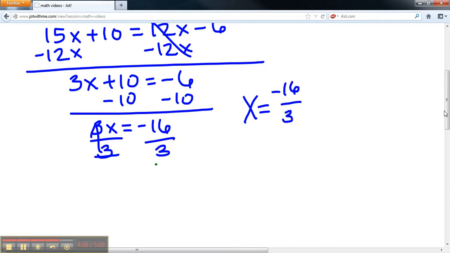Now that doesn't reduce because there are no common factors in the numerator and denominator, so we're just going to leave it in its improper fraction form.